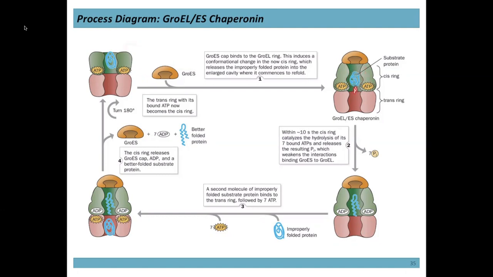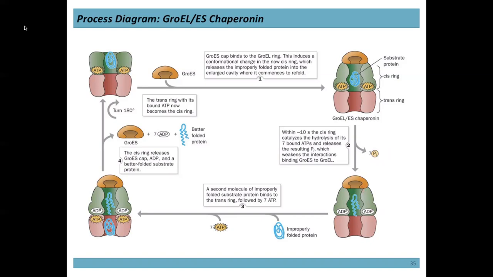Now, this is a little bit misleading. The protein can't transition in between those two rings. As you get that conformational change, within about 10 seconds the ring hydrolyzes the 7 bound ATPs and releases the phosphate. In doing that, it weakens this interaction and the cap will end up falling off. And then this protein will migrate. It weakens this interaction there.